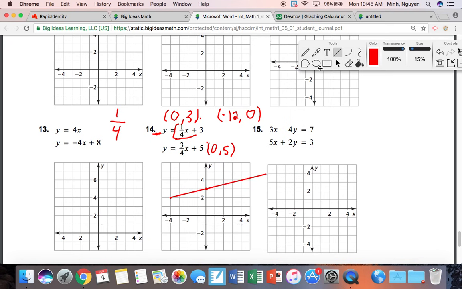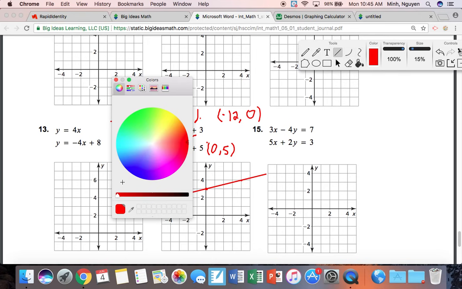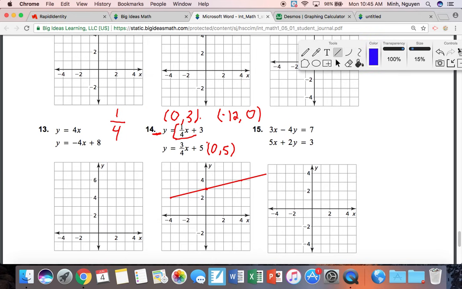Okay. And then this blue line right here, which I'm going to make blue. So I have 0, 5. And my slope here is up 3 and over 4. Ugh, so I can't go up because that will just take me out over here. So I will actually go down 3 and to the left 4. So down 1, 2, 3 over 1, 2, 3, 4.